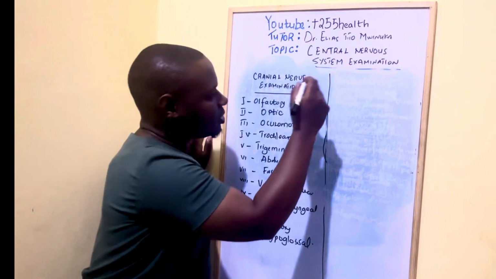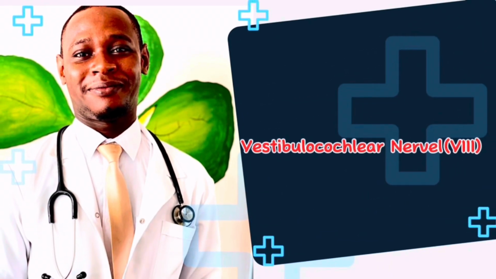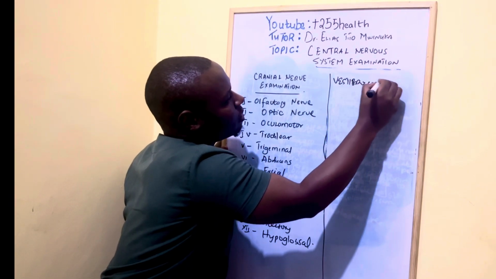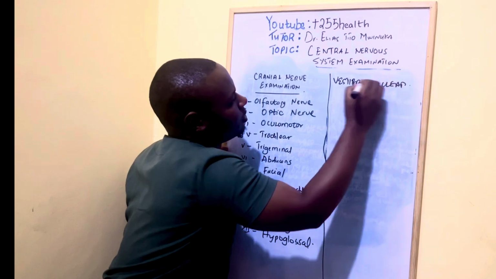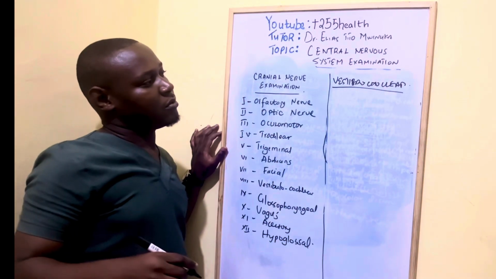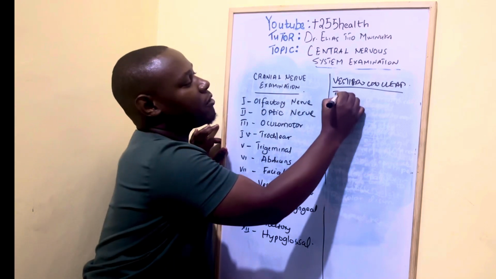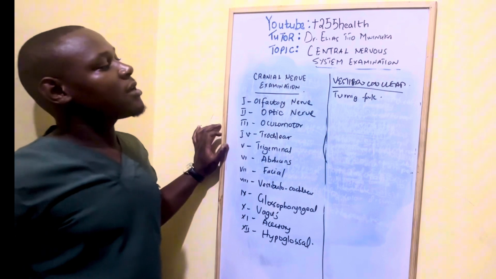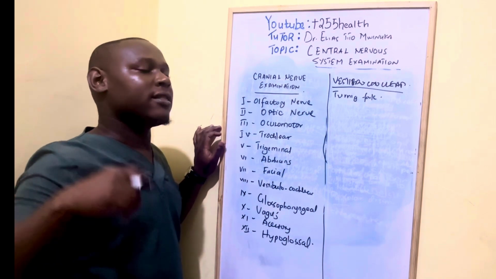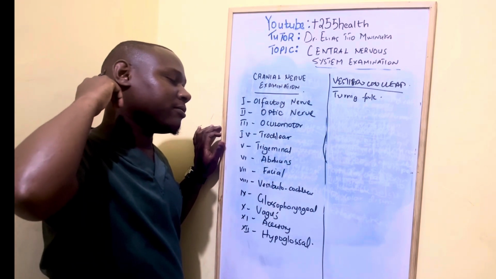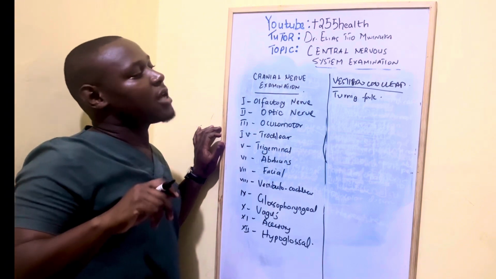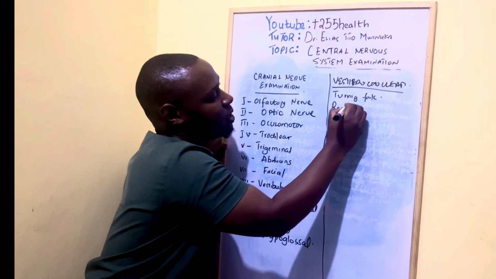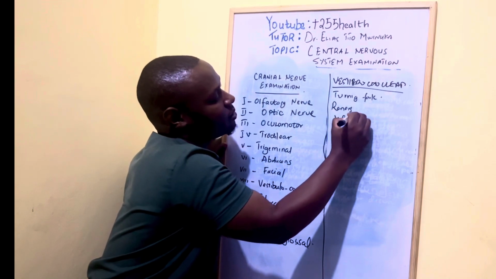So you're also going to test the vestibulocochlear nerve. This one is responsible for our hearing, you see. So you're going to use a tuning fork, which has different frequencies, and then you tap the tuning fork and place it just beside the ear, and you ask the patient to feel for any vibration and so on. So you can do the Rinne's test or the Weber's test.